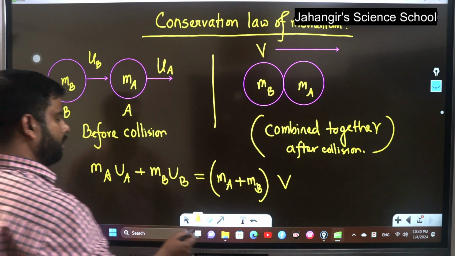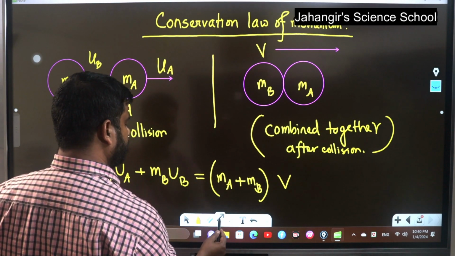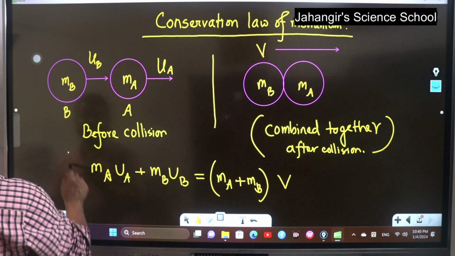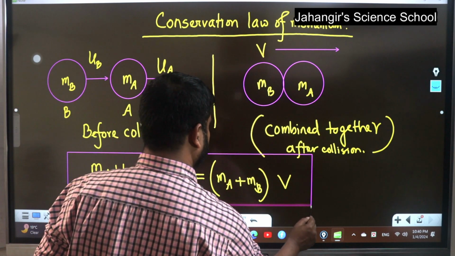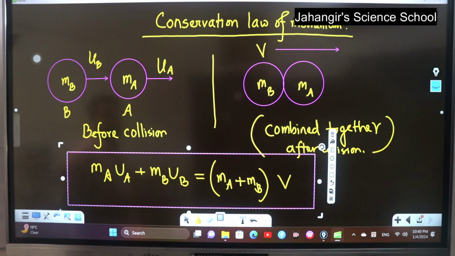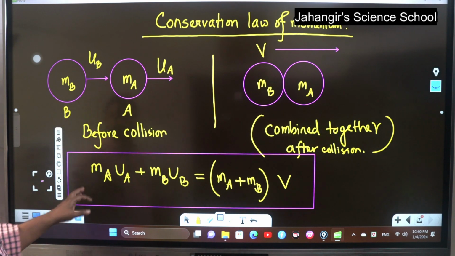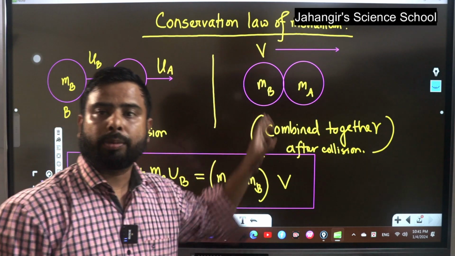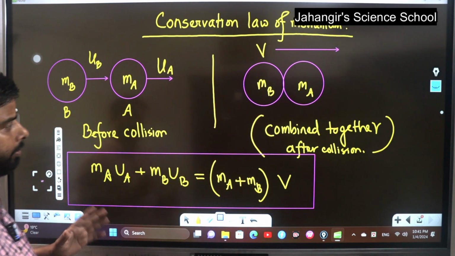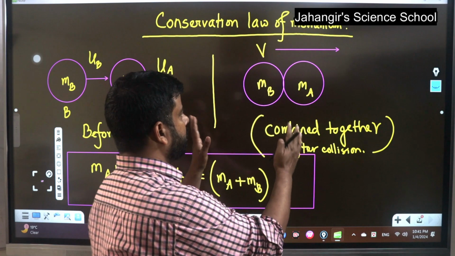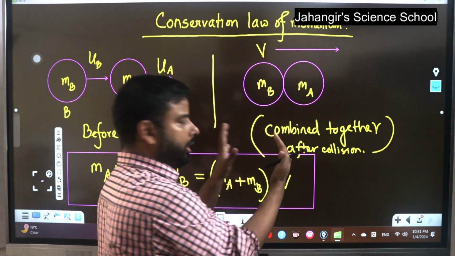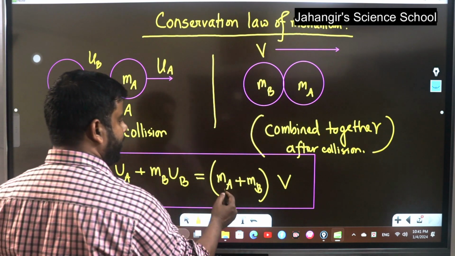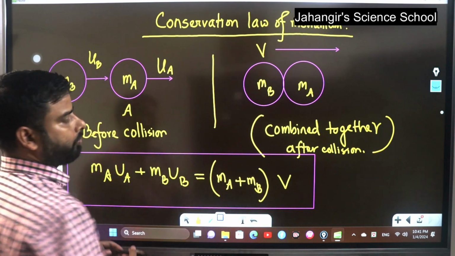That's why this will be the formula for combined velocity. So remember, here total momentum before collision is equal to total momentum after collision. But remember here the masses move combinedly, joined together. That's why we use ma plus mb into v.